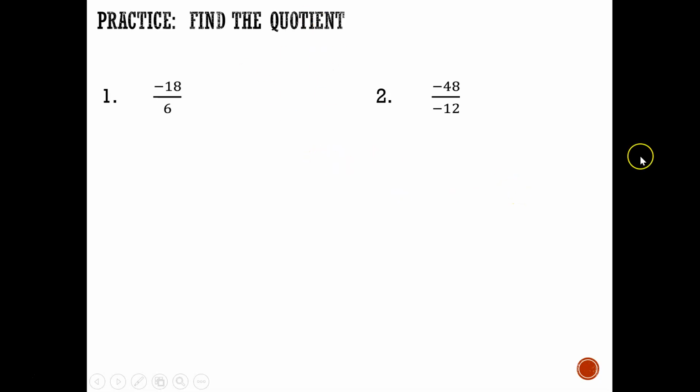Let's do a few division examples. Remember, just think of this, read the top first and then divided by. So think of this as negative 18 divided by 6. Well, 18 divided by 6 is 3. And we've got different signs, so negative answer, negative 3. On number 2, 48 divided by 12 is 4, because 12 times 4 equals 48. But this time we've got the same signs, positive answer, so it's just a positive 4.